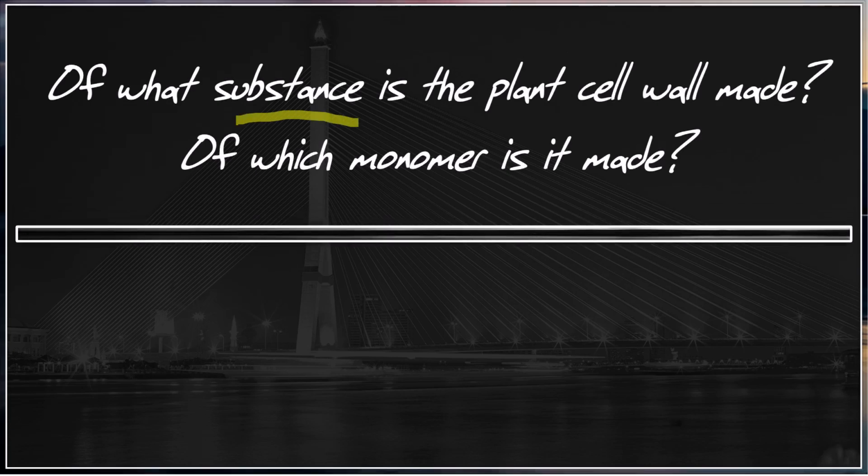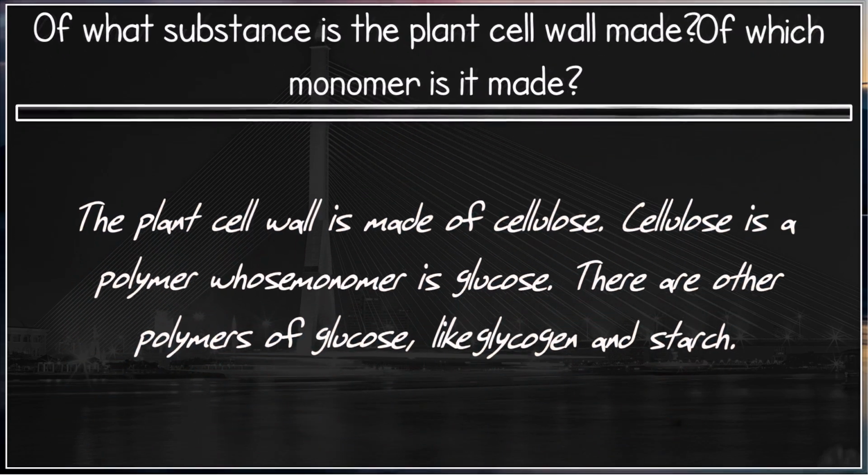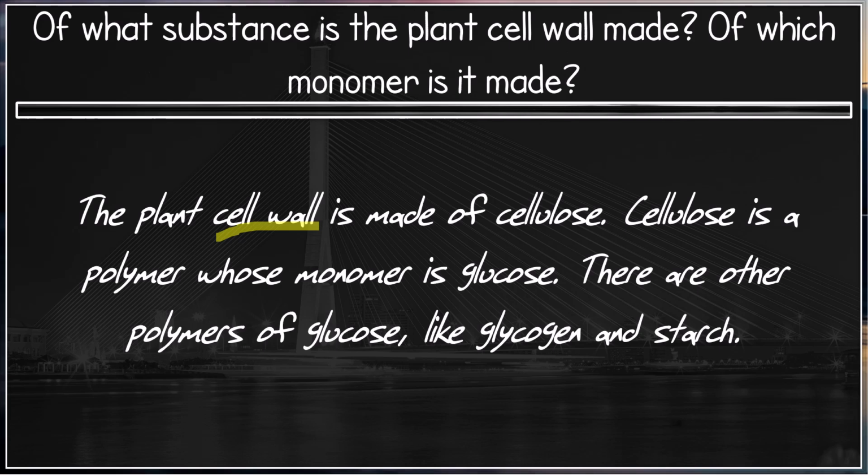Of what substance is the plant cell wall made? Of which monomer is it made? The plant cell wall is made of cellulose. Cellulose is a polymer whose monomer is glucose. There are other polymers of glucose, like glycogen and starch.